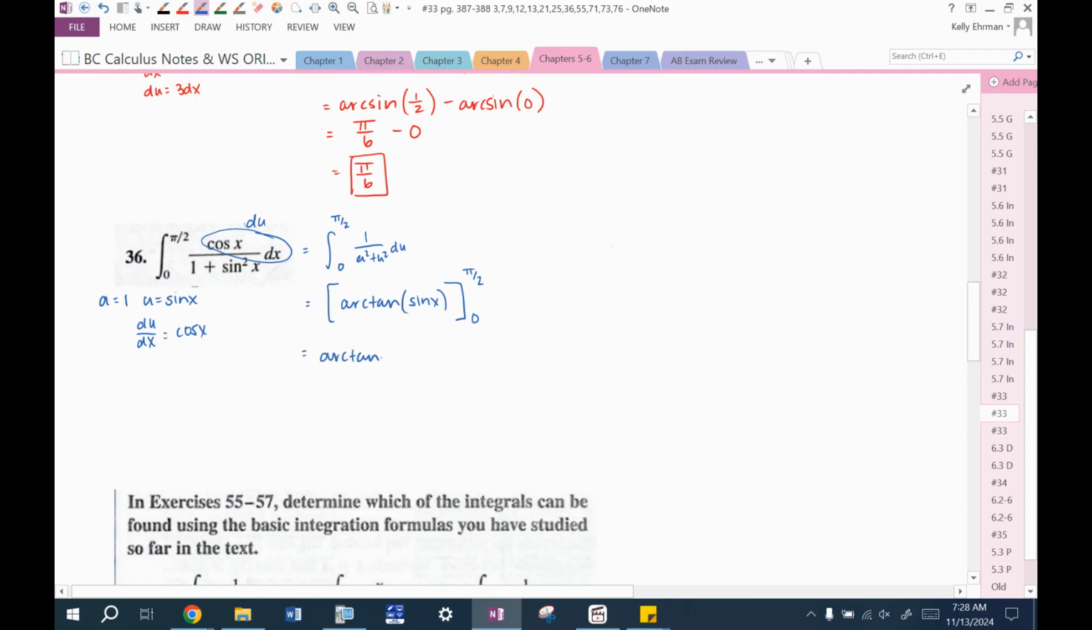So this is the arctangent of sine of pi over 2. Sine of pi over 2 is 1. Minus the arctangent of sine of 0, which is 0. Now, arctangent of 1, what angle makes tangent equal to 1? That's pi over 4. What angle makes tangent equal to 0? 0. So the solution is pi over 4.